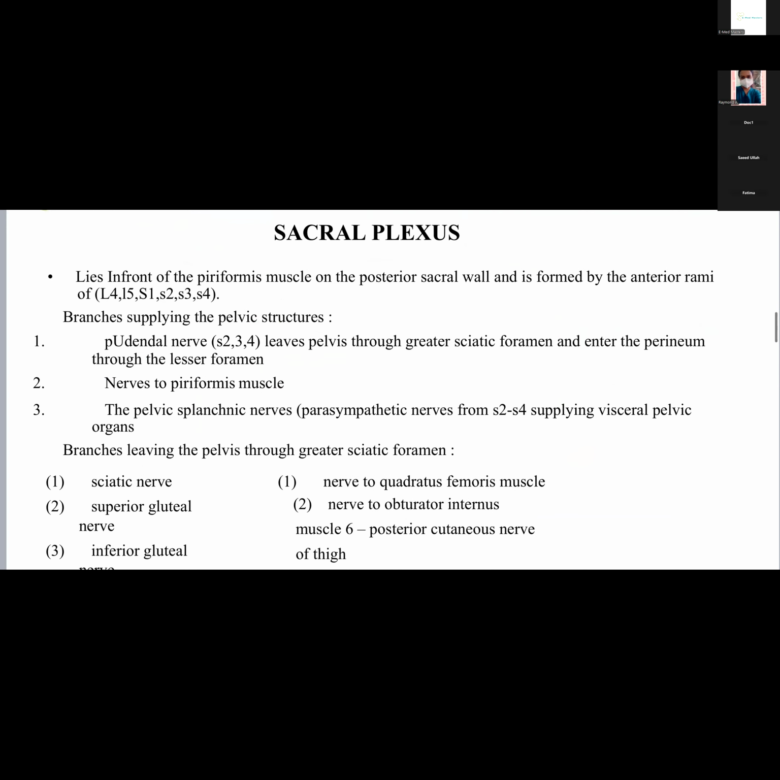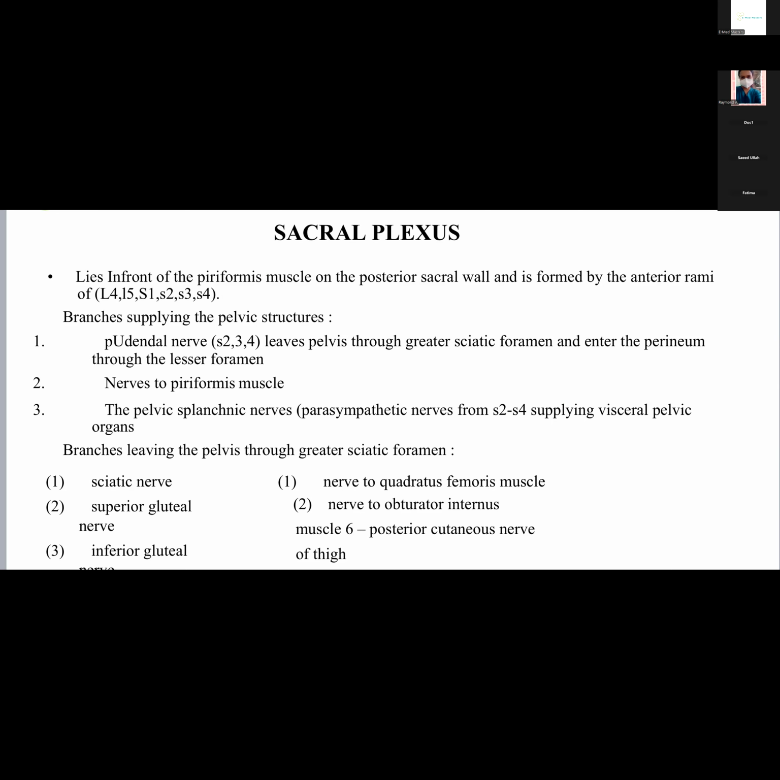Let's talk about the sacral plexus. It is the nerve supply of the pelvis. So it lies in front of the piriformis muscle on the posterior pelvic wall, and it is formed by the anterior rami of L4, L5, S1, S2, S3, and S4. This is the important point, that it is formed by the anterior rami of L4, L5, S1, S2, S3, and S4. So it has branches that supply the pelvic structures and the lower limbs.